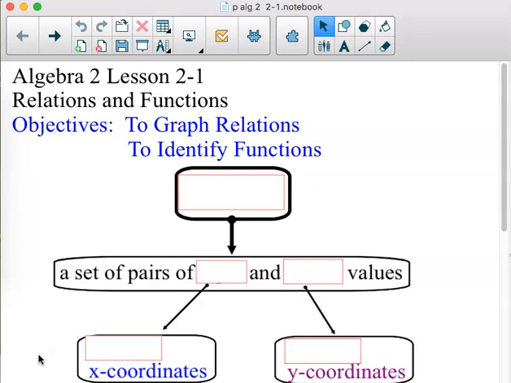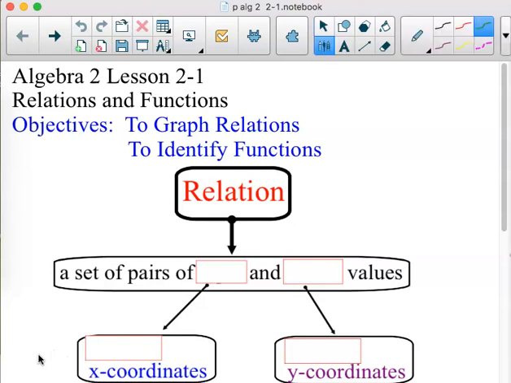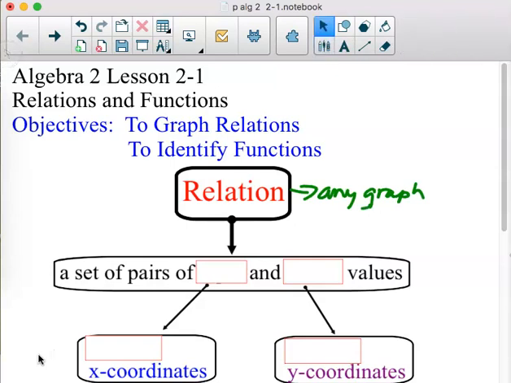So we have to start here, and we have to remind ourselves about all the vocabulary that comes with what we're going to study in these sections. So we have relations and functions, and we're going to graph relations and identify functions. Up here at the top, we start with relations. Relations are any graph. It doesn't have to have anything fancy about it. Anytime that you graph something, you are graphing a relation.